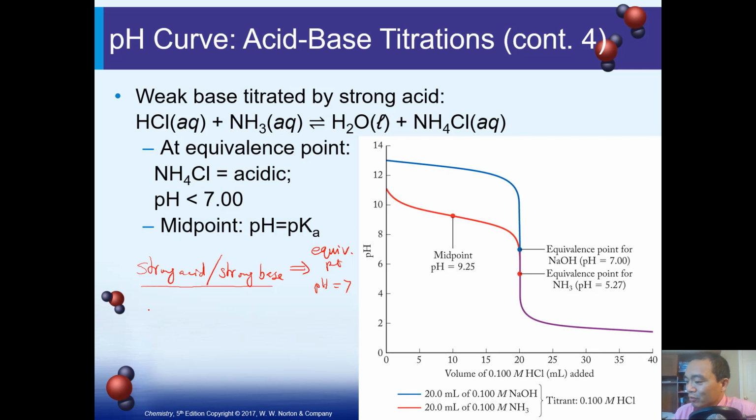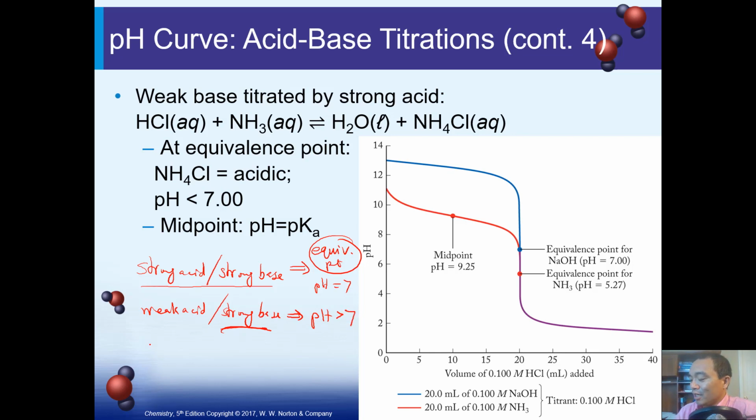What if you have a weak acid versus strong base? See, strong is going to win. So the equivalence point pH, we're talking about equivalence point pH, will be favoring the base portion, so pH will be greater than 7.